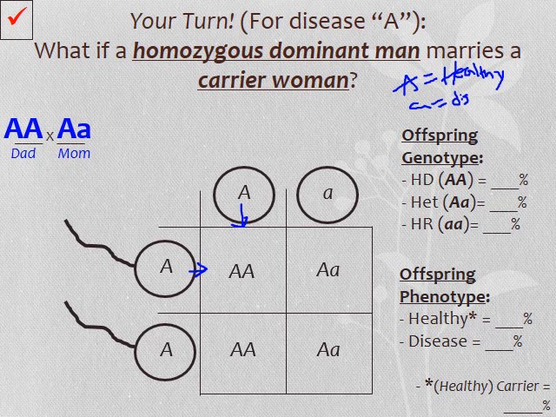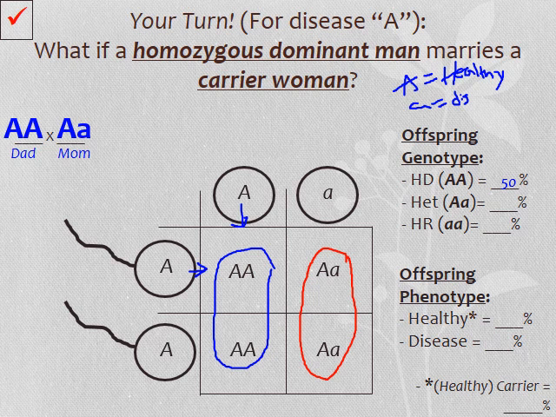So our offspring genotypes here, for heterozygous dominant big A, there would be a 50% chance. As you can see here, we have a 50% shot that we'd have big A. Heterozygous would be big A, little a. And sure enough, there's a 50% chance that that could occur. And there's a 0% chance that the offspring would actually have the disease or be homozygous recessive. Now those are the genotypes, which remember the genotypes are nothing more than the combination of alleles or letters.